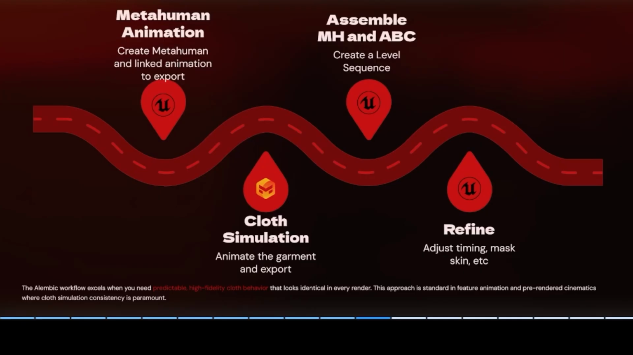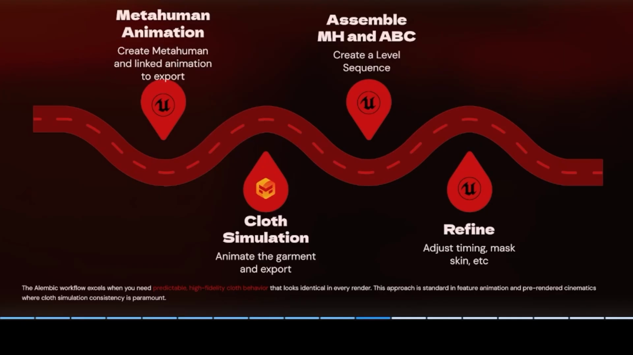This method gives you super precise results. The garment behaves exactly the same every time you render it. That's why this pipeline is often used in feature animation, pre rendered cinematics, and any case where consistency and high visual fidelity are top priorities. It's not real time or dynamic, but it's predictable, controllable, and gives you that perfect simulation every time.